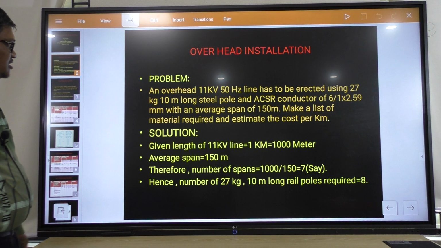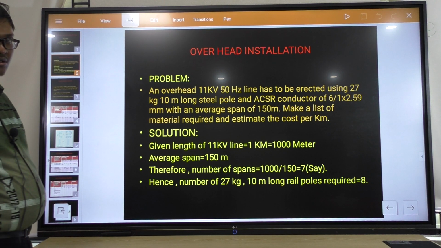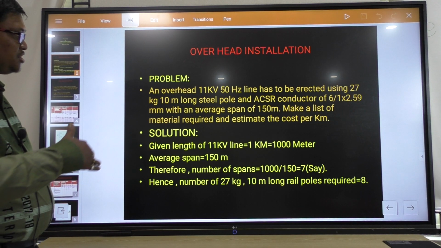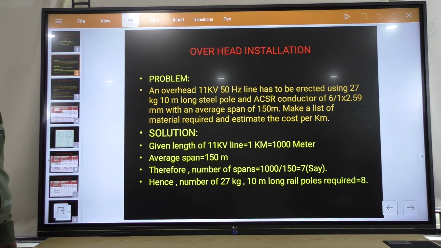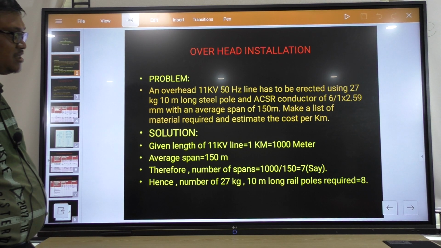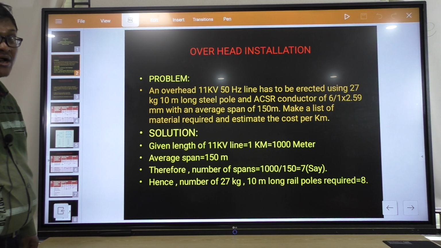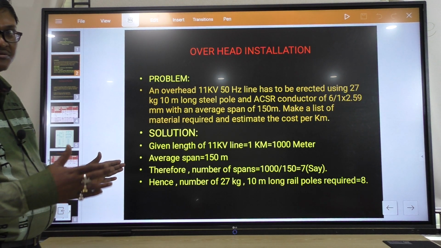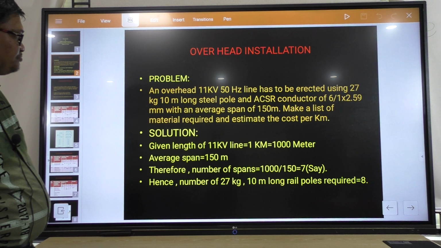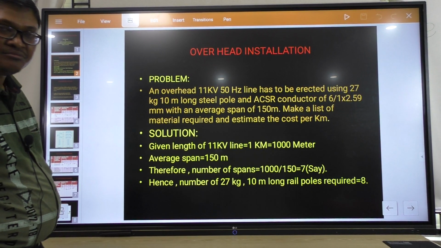Suppose the problem is like this: an overhead 11 kV 50 Hz line has to be erected using 27 kg, 10 meter long steel poles and ACSR conductor, the specification is given as 6 by 1 into 2.59 mm, with an average span of 150 meter. Already I have discussed in the previous class, span is the distance between two consecutive poles. So, here the average span is 150 meter.